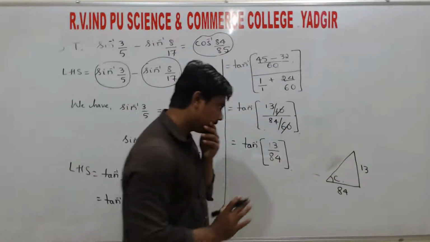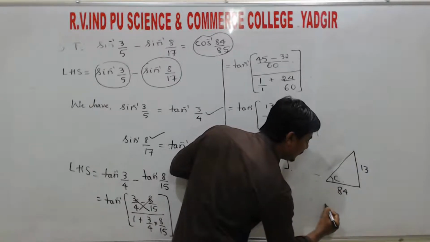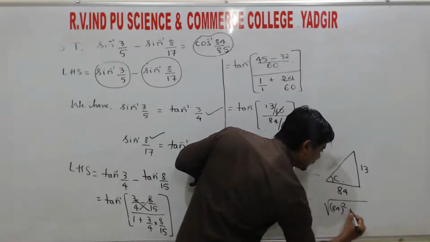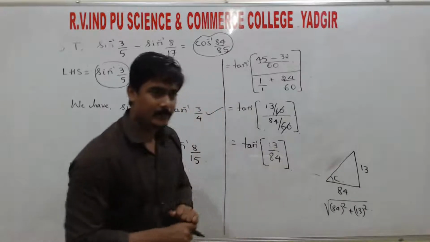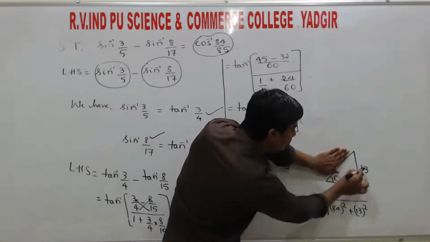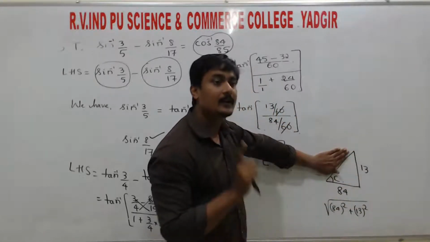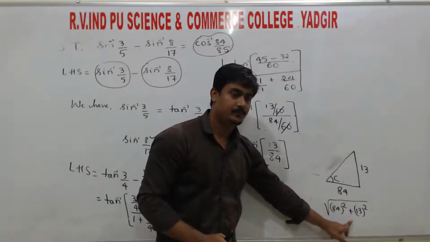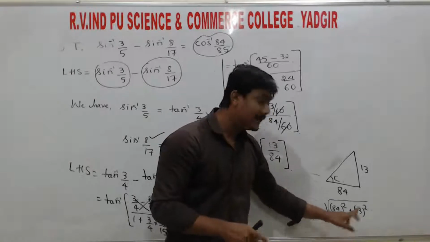Now, I want the hypotenuse. How do we get the hypotenuse? Square root of 84 square plus 13 square. Be very, very careful. When you want the hypotenuse side length, you need to add the squares of the other two sides. Take its square root. When hypotenuse is needed, we add. If I want a side other than the hypotenuse, I subtract.